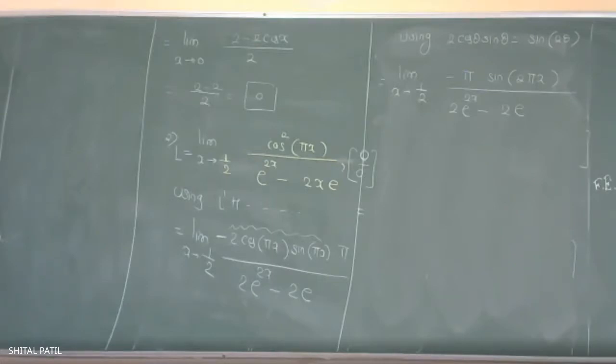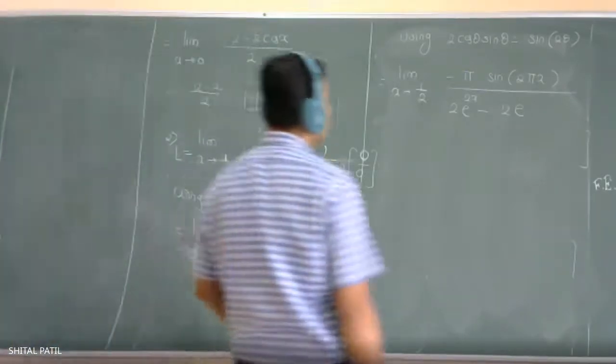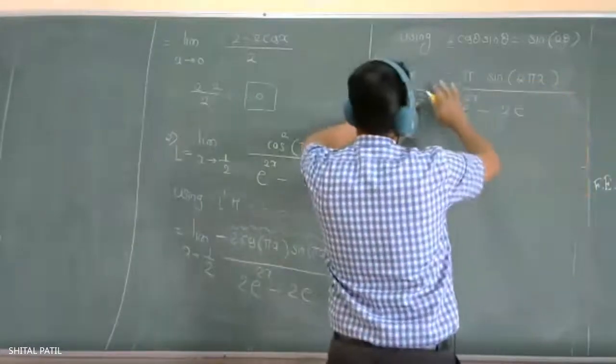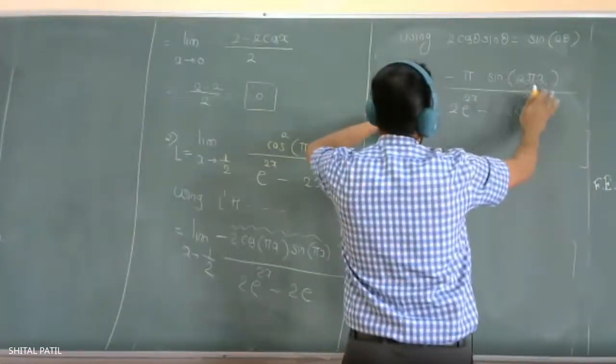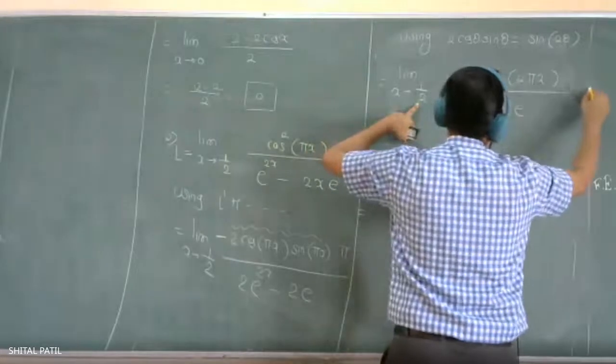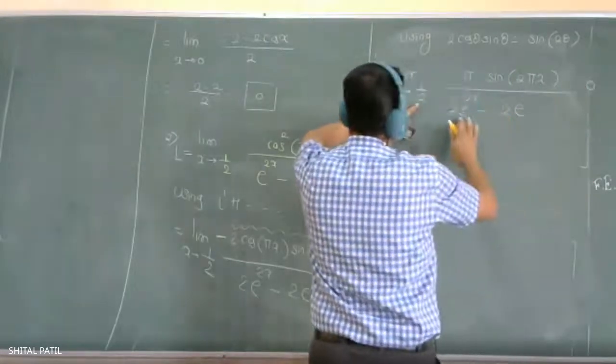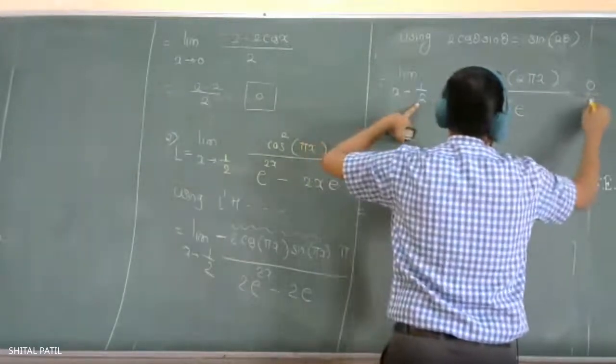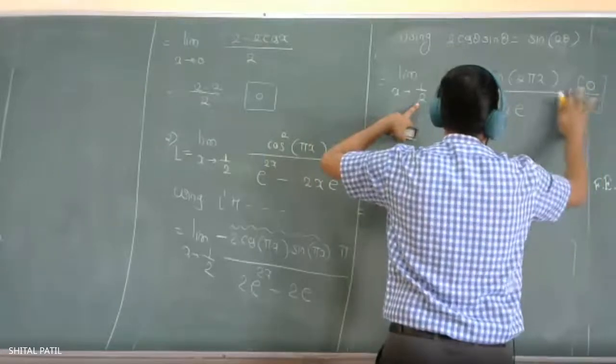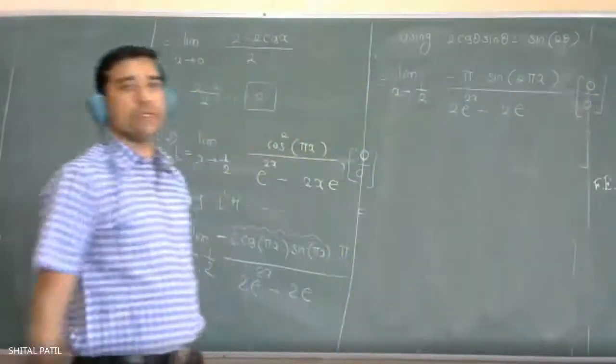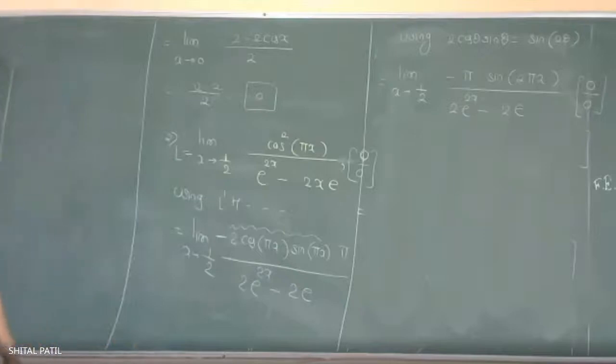Now substitute x equal to half and see what you are getting. X equal to half, so 2 will cancel, sin of pi. What is sin of pi? 0. Okay? Then this is 2e minus 2e, 0. 0 by 0. Okay, so use the rule once again.